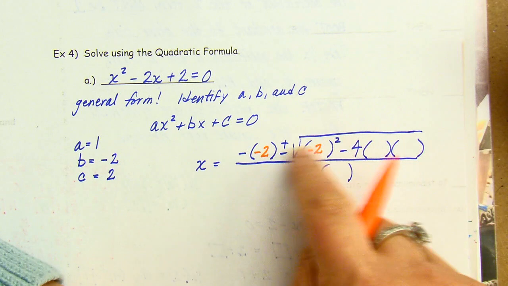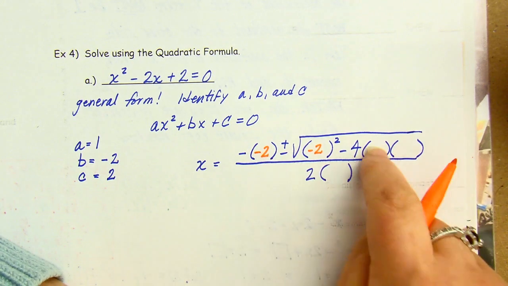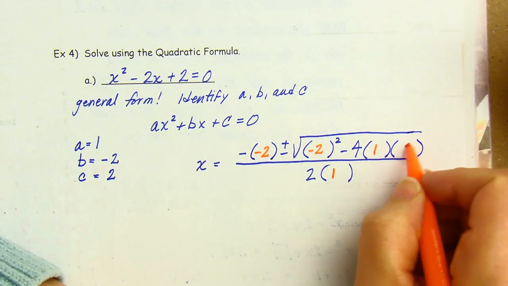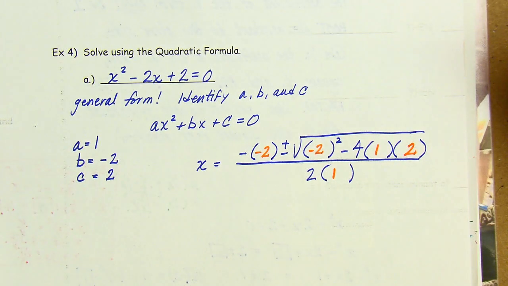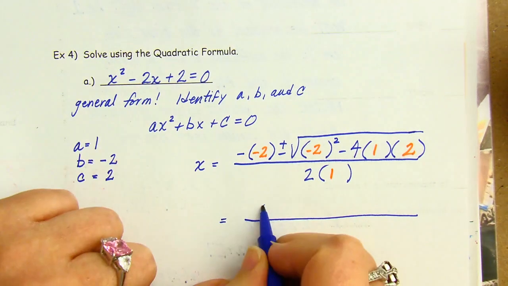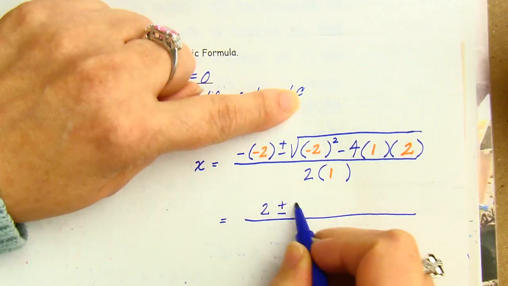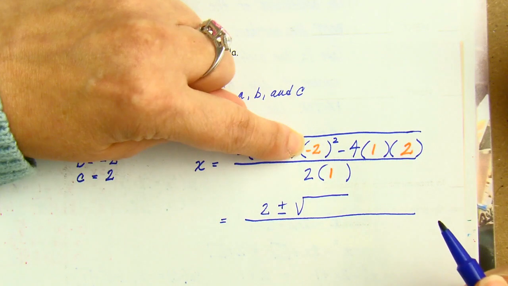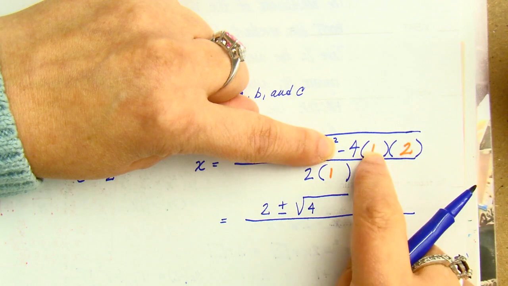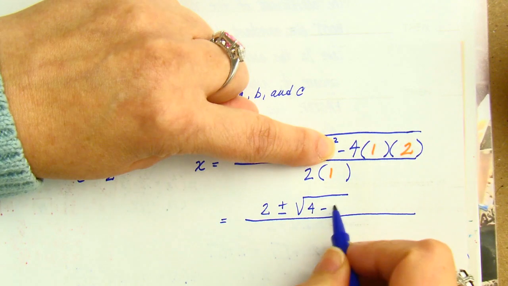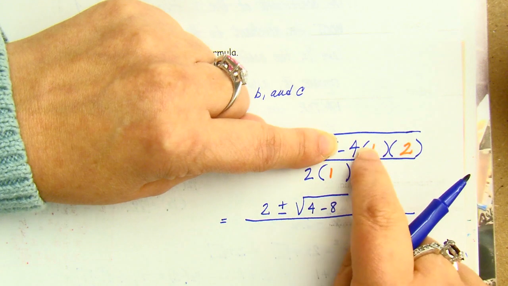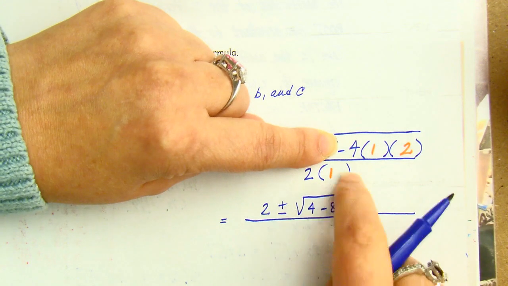Negative 2, right? This is my b. b is negative 2. This is an a. That's an a. a is 1. And this is my placeholder for c, and that is positive 2. The opposite of negative 2 is positive 2, plus or minus the square root. Now, when I square a negative, it's positive. 2 squared is 4. Now I'm going to multiply these three things. 4 times 1 is 4, times 2 is 8. It's negative. If you have an odd amount of negatives, the number is negative. There's only one negative. Negative times positive, negative times positive, still negative. 2 times 1 is 2.